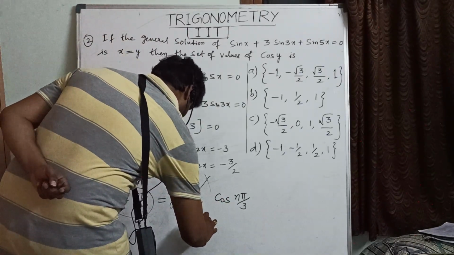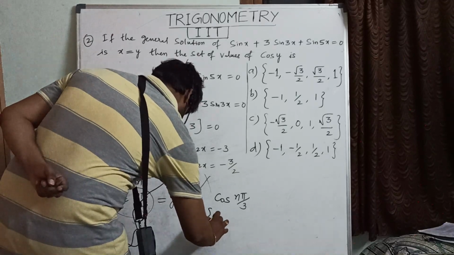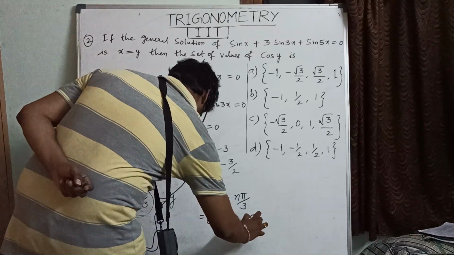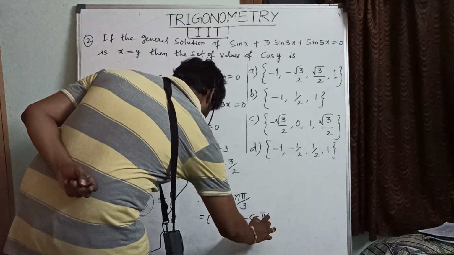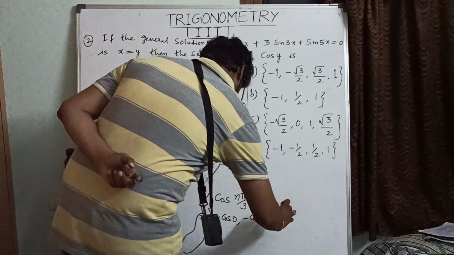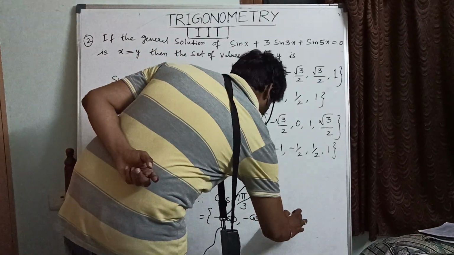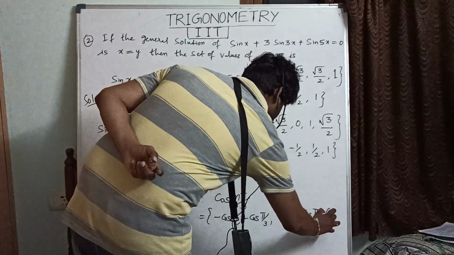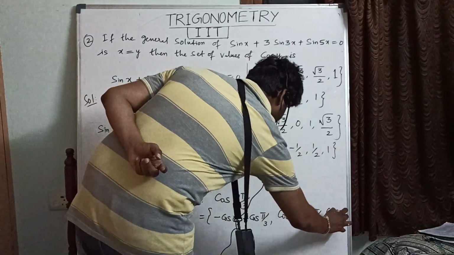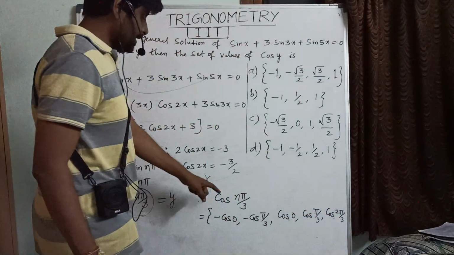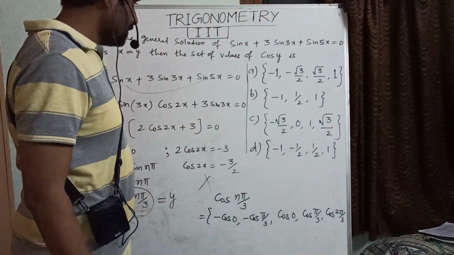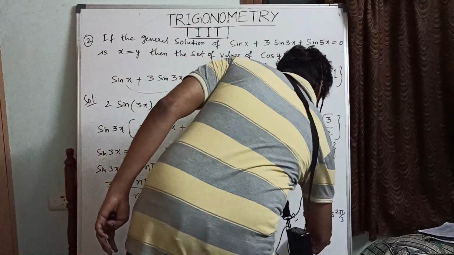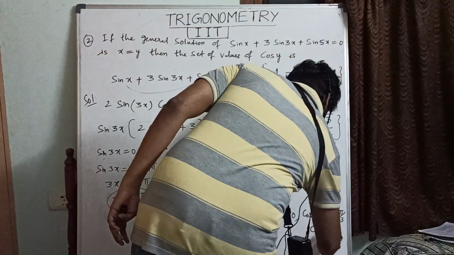So cos pi by 3 we can write, that means we'll get minus cos 0, so minus cos pi by 3. So cos 0, cos pi by 3, and of course cos 2 pi by 3 also we can take. Can I take 3 there? 3 pi by 3, yes, cos 3 pi by 3 means cos pi.